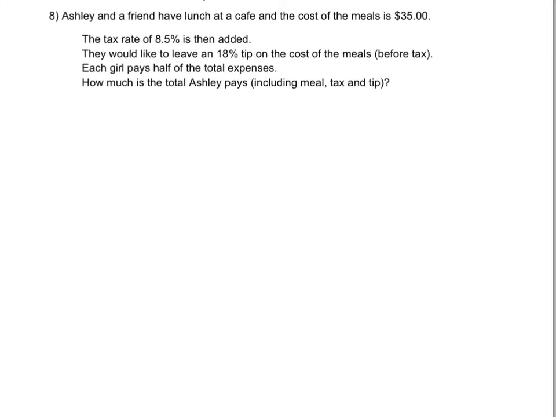Number 8 says, Ashley and a friend have lunch at a cafe and the cost of the meals is $35. So total $35. The tax rate of 8.5% is then added. They would like to leave an 18% tip on the cost of the meals before tax. Each girl pays half of the total expenses. How much is the total that Ashley pays, including her meal, her tax, and her tip? Wow, there's a lot in this question.